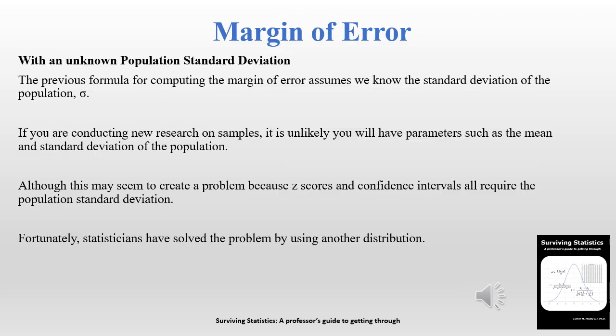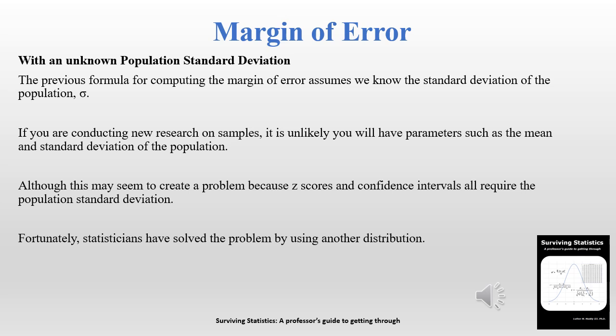Our previous formula that we just used for computing the margin of error required that we know the population standard deviation. Now, if we're conducting research on our own, especially original research, it's very unlikely that we're going to have those parameters, such as the population mean and the standard deviation of the population. Often that's what we're trying to estimate by our research. So this might seem to be a problem, but it simply means that we're not able to use z-scores to compute our margin of error.